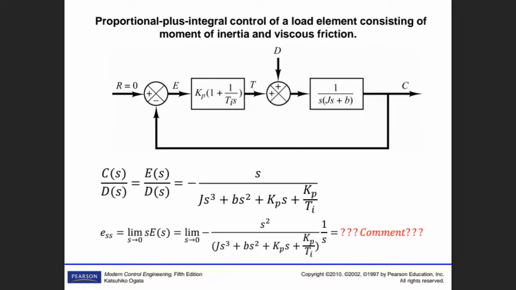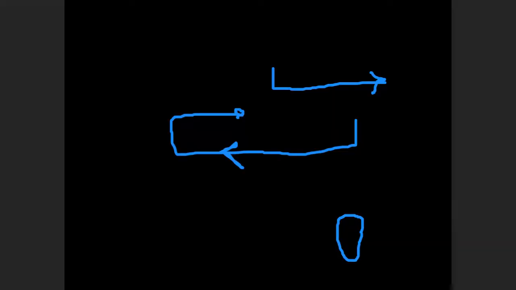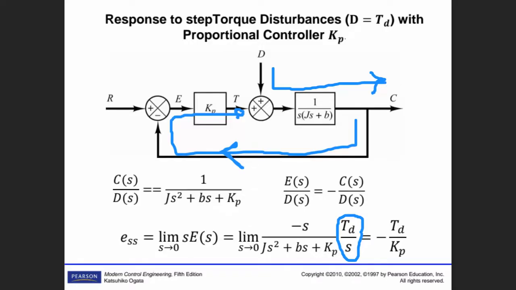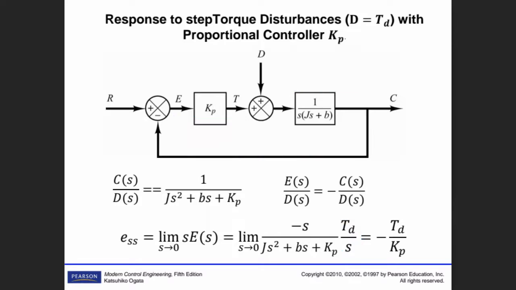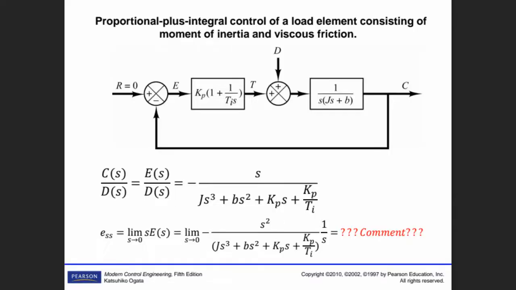If that one is clear, I'm going to move to the next one. What is the difference between this one and the one before? The one before is this. There's only Kp here. For that one, an integral controller is added to this one. You can see Kp plus 1 over s, an integral controller.